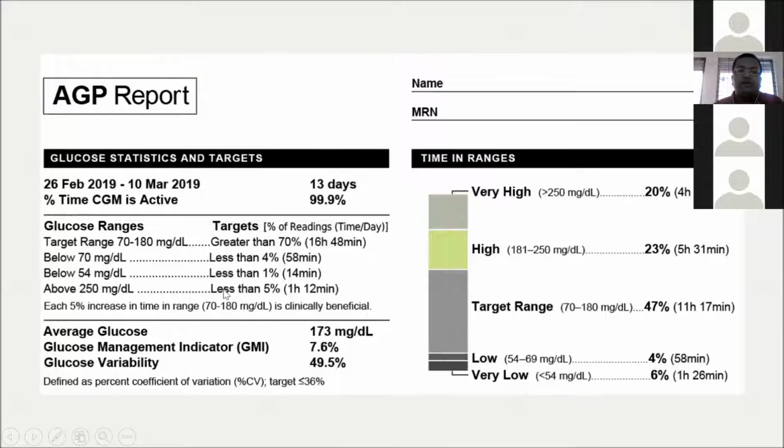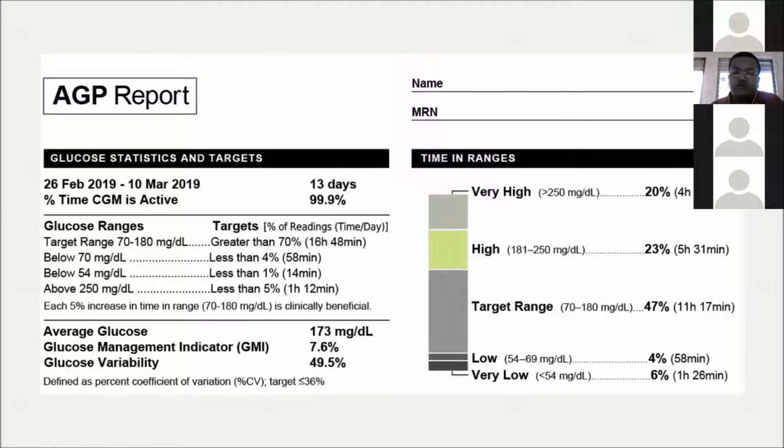And above 200, which should be less than 5%. The average glucose is the average value over the 14 days, which is given. And if this graph is maintained during the monitoring period, then the expected or estimated HbA1c which can be obtained is given by this glucose management indicator, which is 7.6.